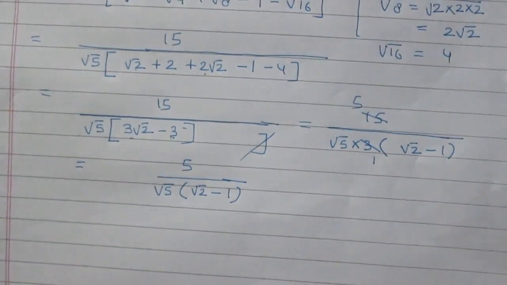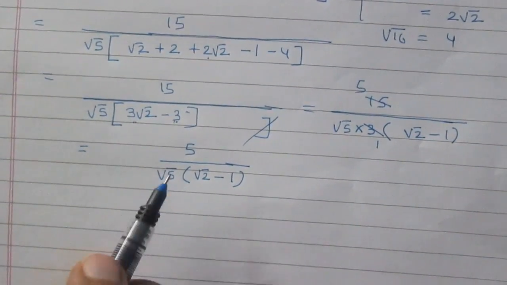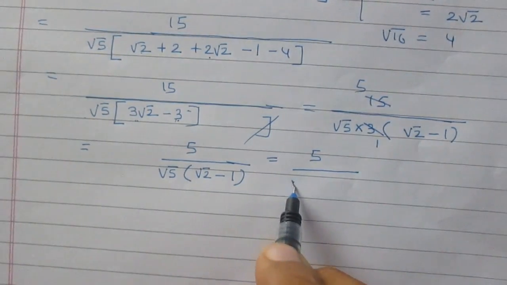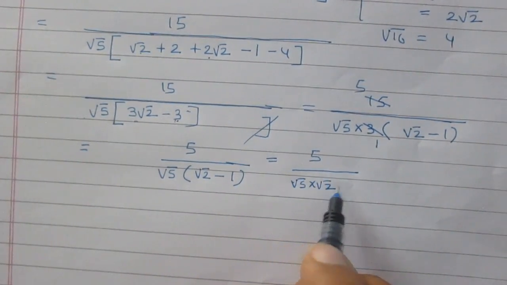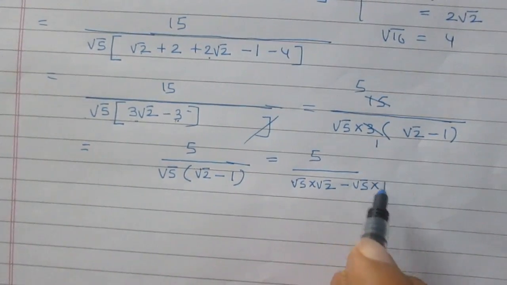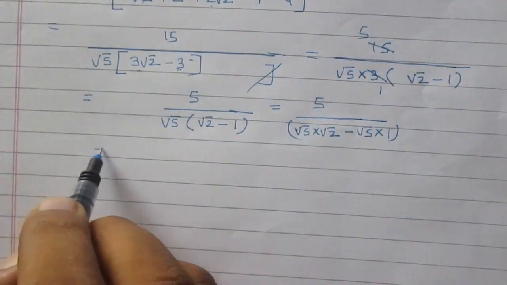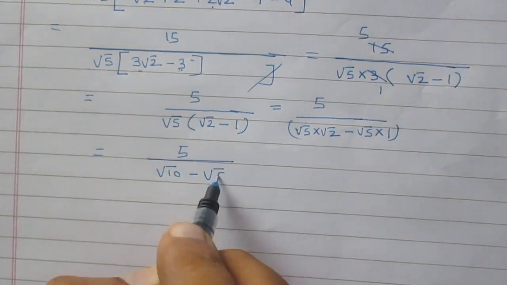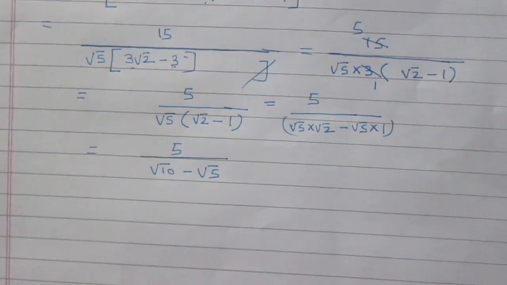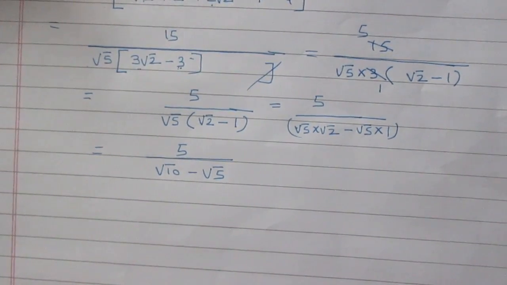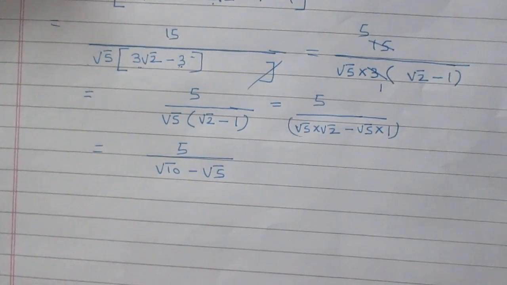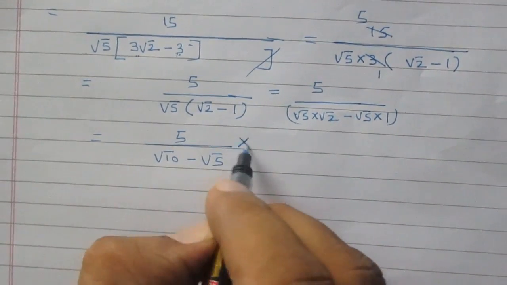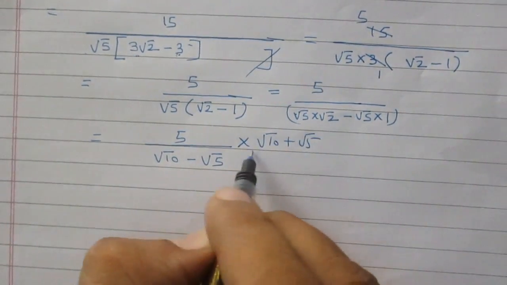We can multiply square root 5 to both of the terms inside the bracket. So the fraction will become 5 divided by square root 5 multiplied by square root 2 minus square root 5 multiplied by 1. So it is 5 divided by square root 10 minus square root 5. So it is a fraction with irrational denominator and we are to rationalize it. In order to rationalize this fraction, we are to multiply numerator and denominator both by square root 10 plus square root 5.